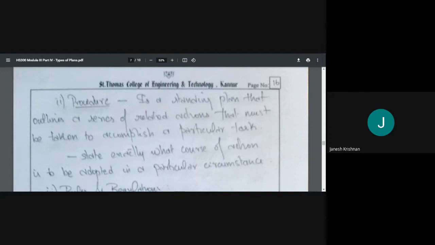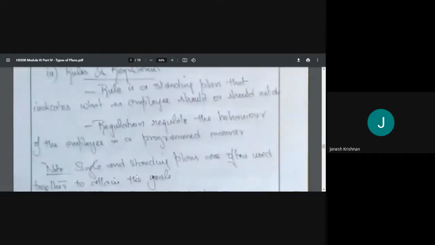Right? Then comes rules and regulations. Rules mean what you should do, what you can do, what you couldn't. It's clear cut. Employee can do this, employee cannot do that. Very clear, simple. Example, smoking rule: no smoking. It's very specific. No, you cannot.